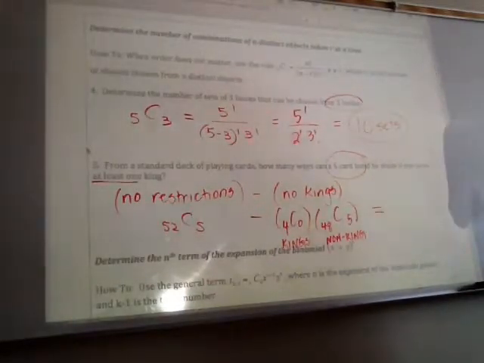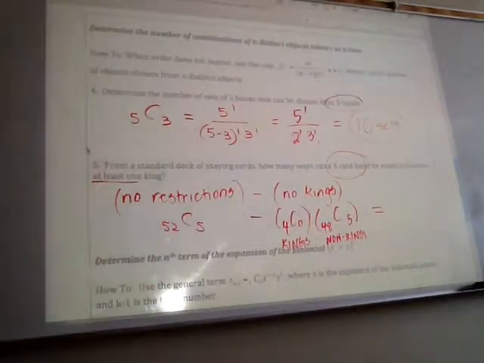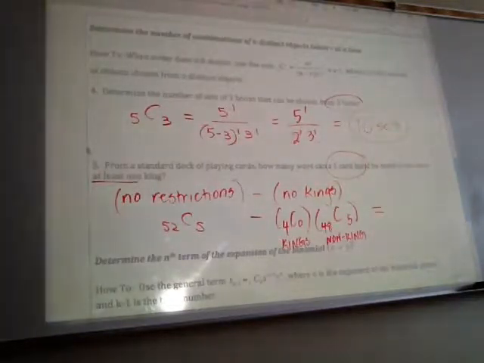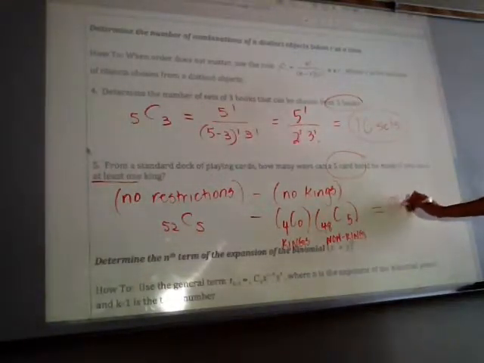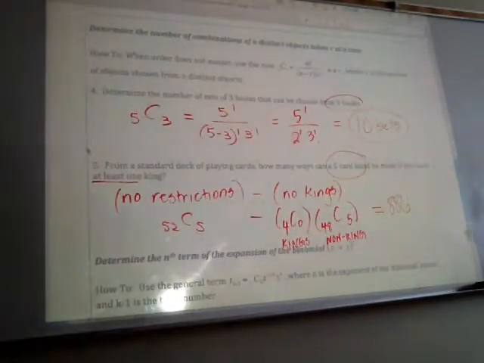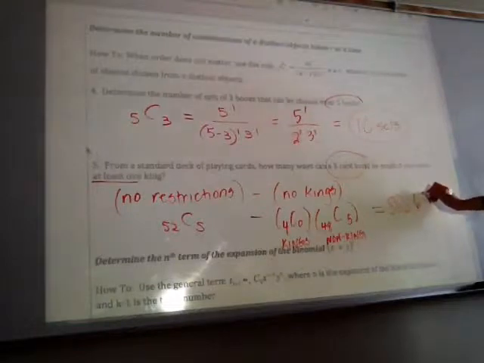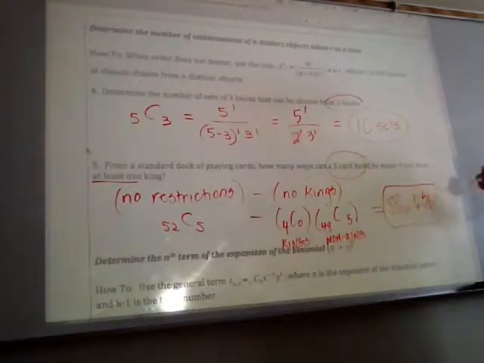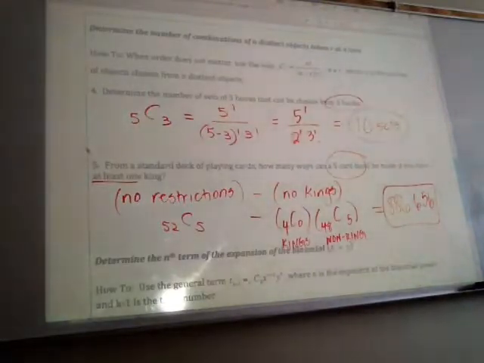So on our calculator, we can use the combination key rather than doing factorial notation. Okay, and we end up with 886,656. Okay, lots of different hands that you could create.